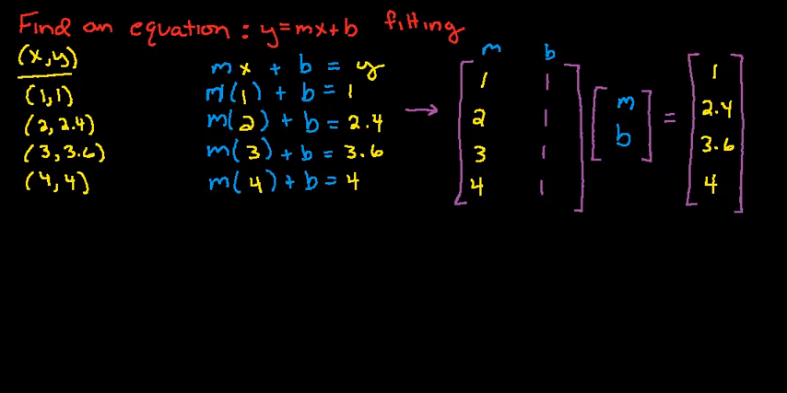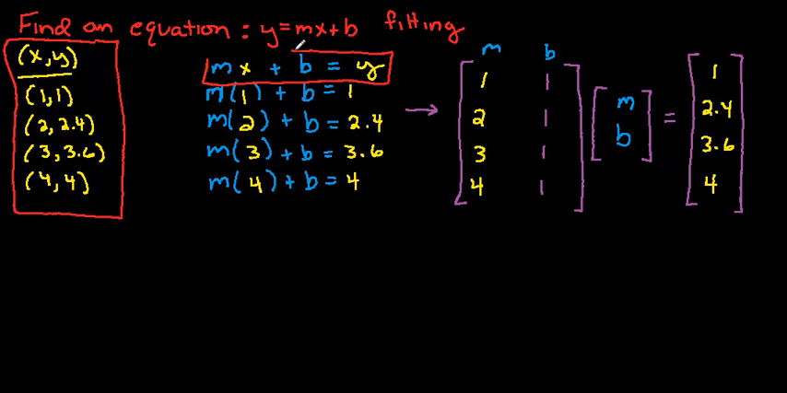Hello, in this video we're going to look at an example related to least squares. The directions say for us to find an equation of the form y equals mx plus b fitting the data points given by these xy coordinates. Okay, so this is what we're given in the problem. We've got data points like x equals 1, y equals 1, x equals 2, y equals 2.4, and so forth. What we want to do is fit an equation mx plus b equals y to the data points.